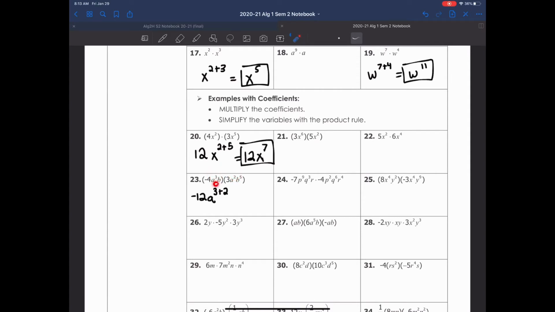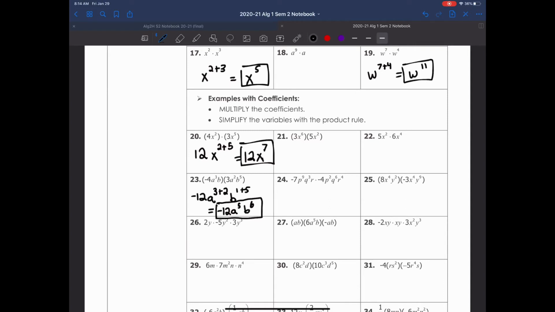And then we have b to the first times b to the fifth. B to the first times b to the fifth is going to be b to the 1 plus 5. Using the product rule, we can add the exponents together if we have the same base and we are multiplying. So this is going to simplify to negative 12. A to the 3 plus 2 is 5, and b to the 1 plus 5 is 6. So we have negative 12, a to the 5th, b to the 6th.